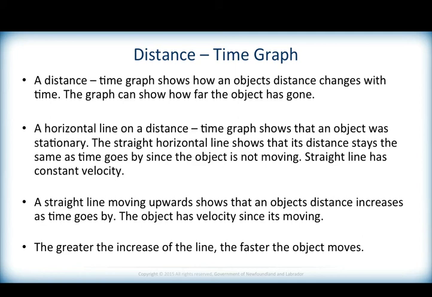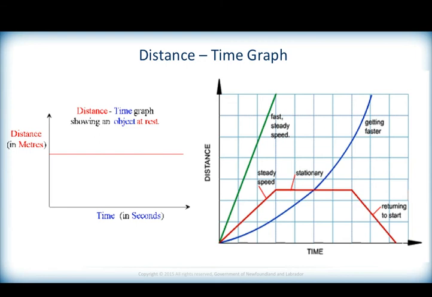The greater the increase of the line, the faster the object moves. So if we have something that is very steep in its line, it is moving faster compared to a line that is not increasing as fast. And we can see this in the picture here, especially with the red line: we have a steady speed, then something is stationary in its distance as time goes along. So maybe someone's out for a walk and at 10 minutes they want to take a break. So the distance stays the same as long as the time continues.